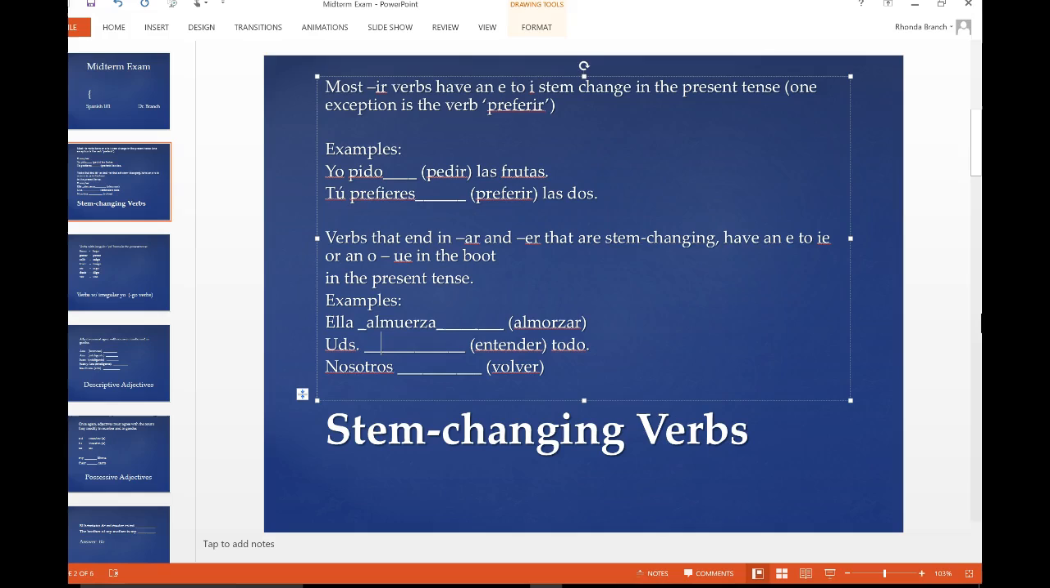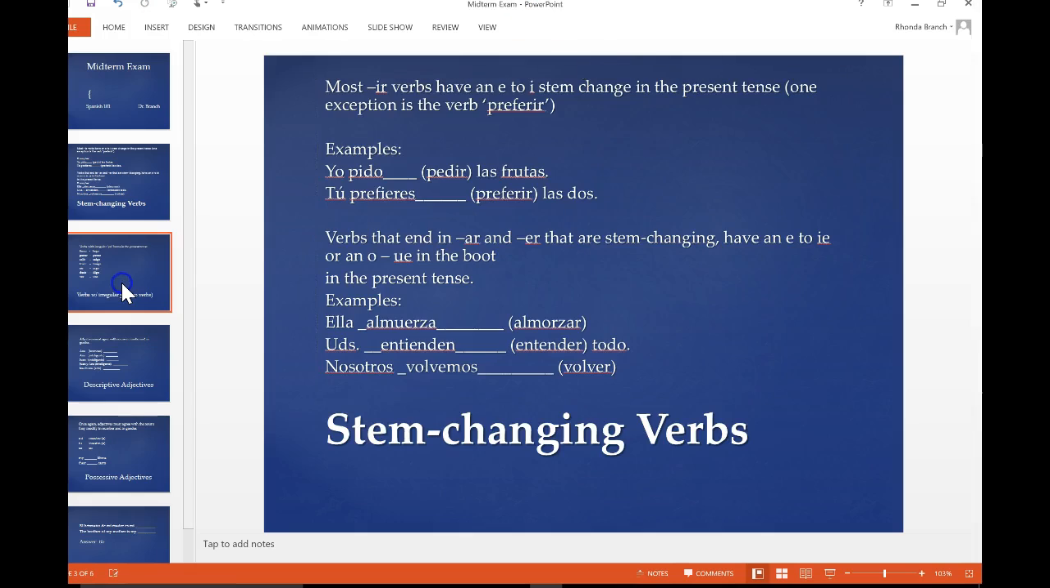Ustedes entender. Here you have two E's again, so you're going to have ENT, IEND. And ustedes is third person plural. Your ending for ER in third person plural is EN. All right, take a look at the next one. Nosotros. That's first person plural, which falls outside of the boot. You do not stem change in nosotros and vosotros forms. So your O is simply going to be an O. Your ending for ER in first person plural is EMOS. So I just wanted to point those out for stem change.